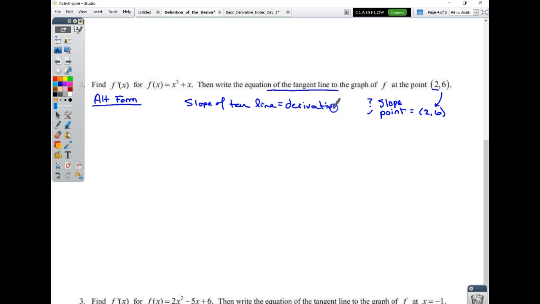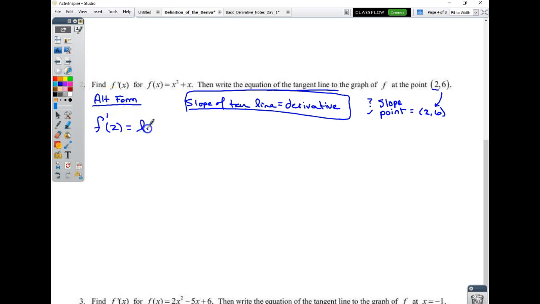That is going to be drilled into your heads. And if you don't believe me, ask Armando. Yes, this is something to memorize right there. Slope of the tangent line is the derivative. So to find that, we would have to find f prime of 2.